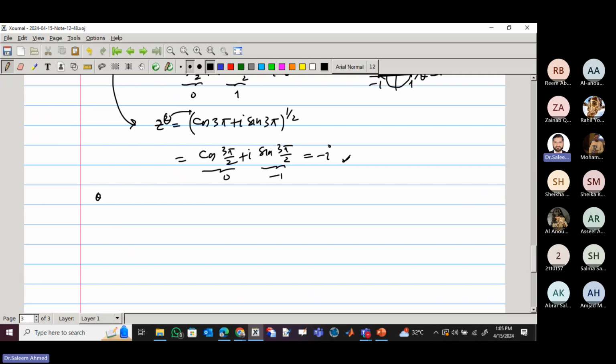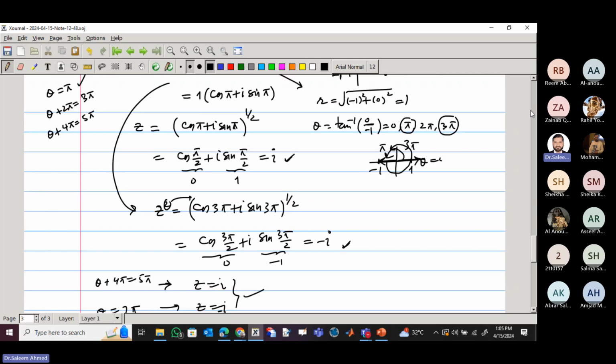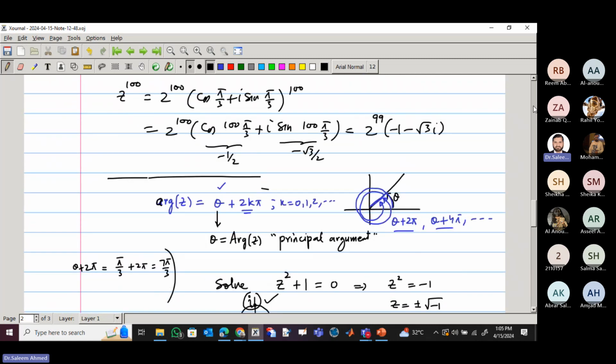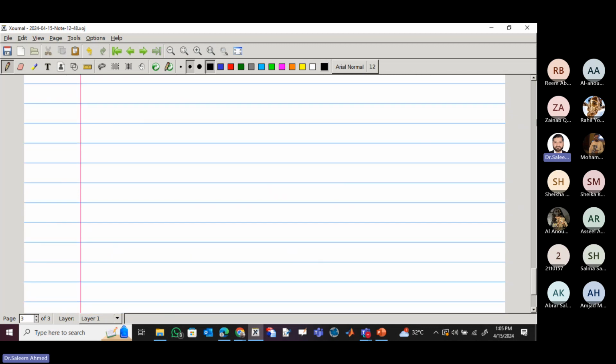So if you use theta plus 4 pi, which is pi plus 4 pi, 5 pi in your answer, then you will again get z is equal to iota. Theta is equal to 7 pi will again give you minus iota. So they will keep repeating. Iota, minus iota will keep repeating. So that's the reason sometimes we need these arguments, not just the principal argument, but the general arguments by adding 2 pi in our principal argument.